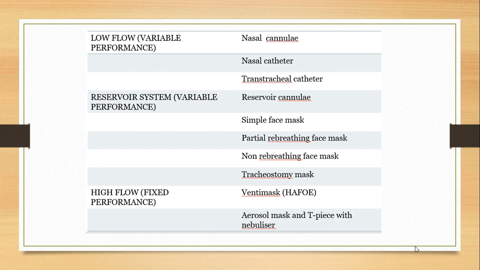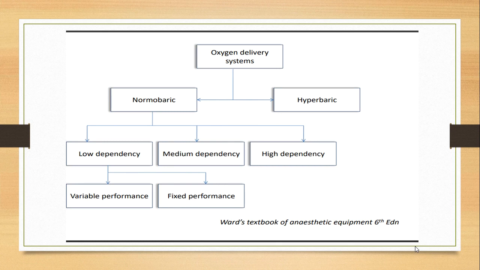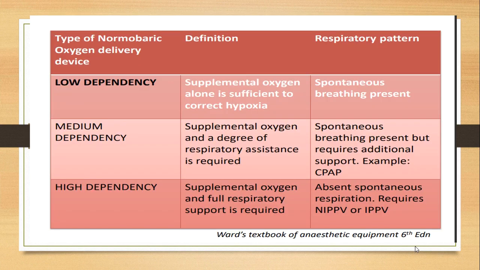Now I'll first be talking about the variable performance devices, which include low flow devices, commonly used things like nasal cannulae, nasal catheter or a transtracheal catheter. Then the reservoir systems, which are the simple face mask, the partial rebreathing mask, the non-rebreathing mask or a tracheostomy mask. Then high flow or fixed performance devices, which are usually the Venturi masks or the blender devices like HFNC, etc. Now oxygen delivery systems are divided into normobaric and hyperbaric, again low, medium and high dependency, then low dependency devices further divided into variable and fixed performance devices.